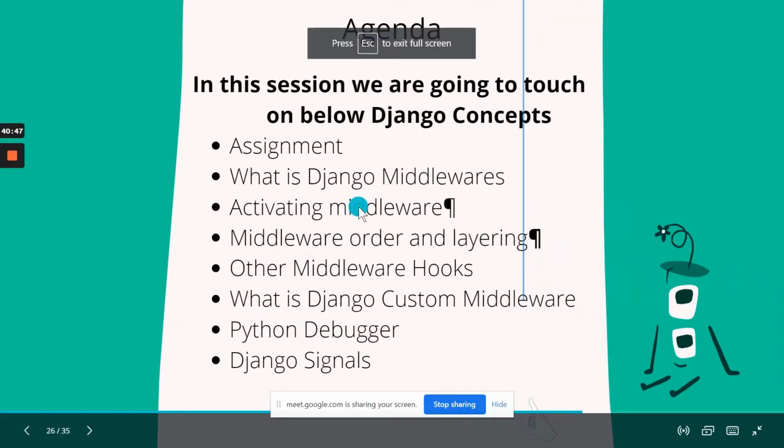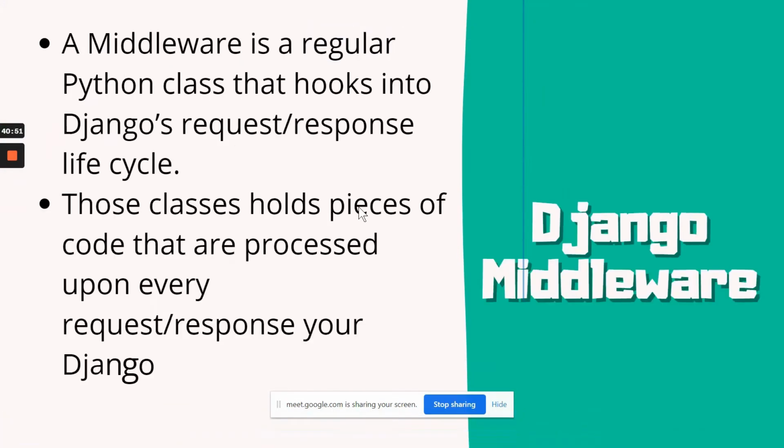Moving to what is middleware. The middleware is a regular Python class. Remember this, as the name itself says, it is something put into the middle of the request and response cycle. So middleware is something which can change the execution of a particular view. Before going to that view, we can perform some operation. So that is what middleware is.